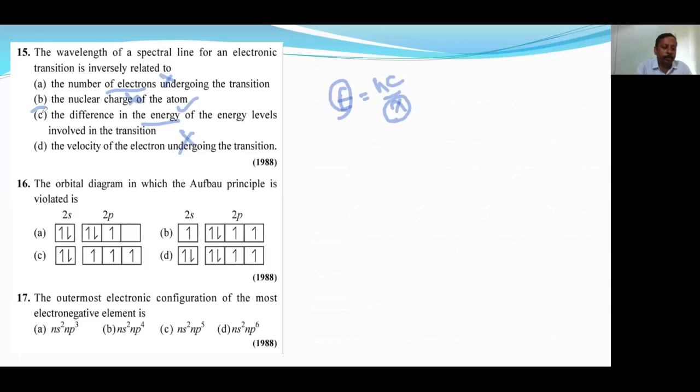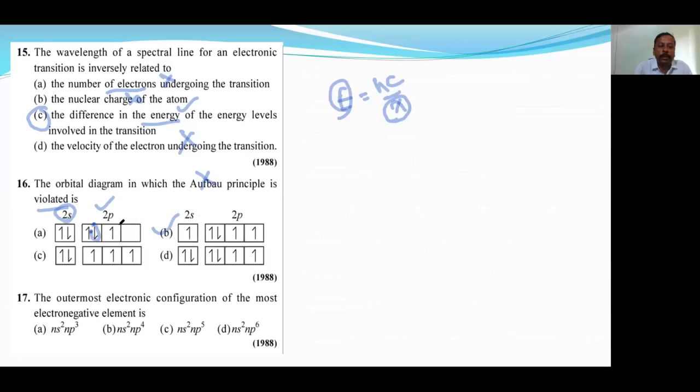Now let us see the 16th question. In the 16th question, it is given the orbital in which Hund's rule is violated. Aufbau says that first fill up the lower energy completely, then only you should think about the higher one. See, 2s is filled, then filling up the 2p is okay. You may think that it is paired before unpairing, but that is not concerned with Aufbau. Aufbau is only worried that first you fill up 2s, then you do anything with the 2p. So this is option B.